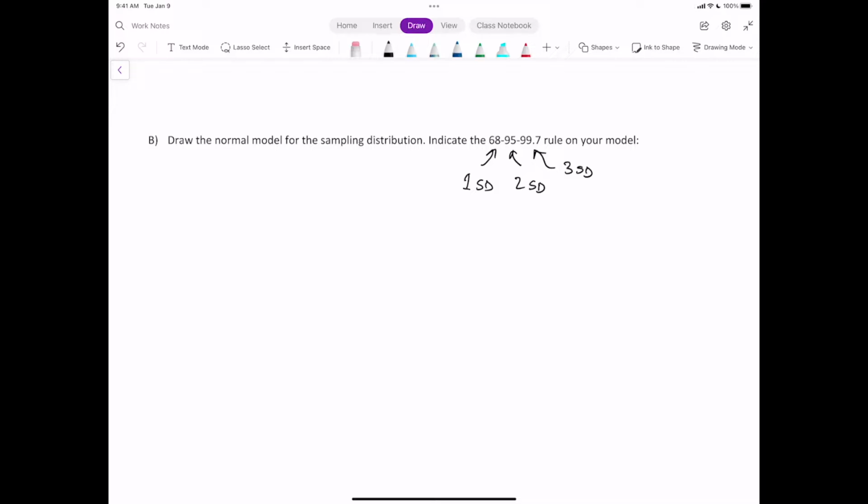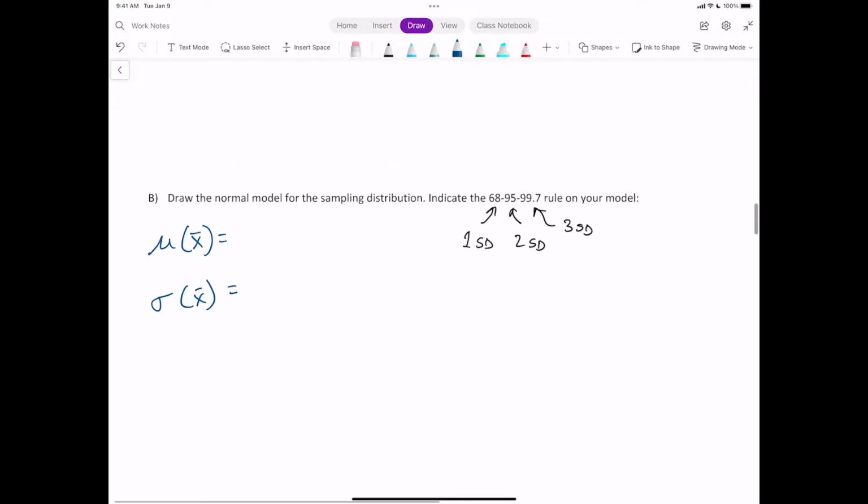First of all, we need to grab the parameters of our normal model. And by parameters, I mean the mean of our sampling distribution and the standard deviation of our sampling distribution. Okay? All right, so the central limit theorem tells us if all the conditions are met, then the mean of the sampling distribution is the same as the population mean.